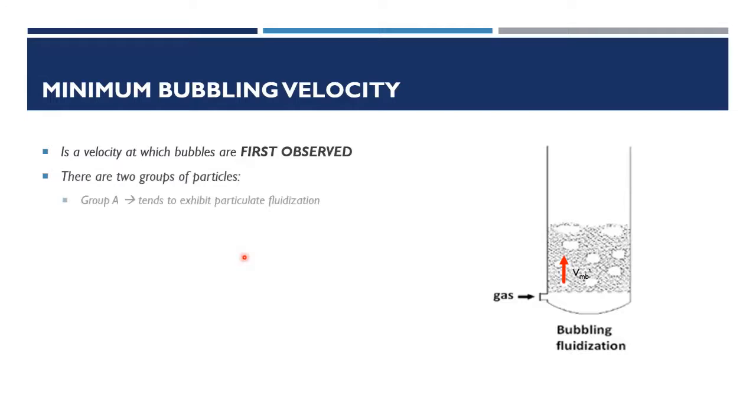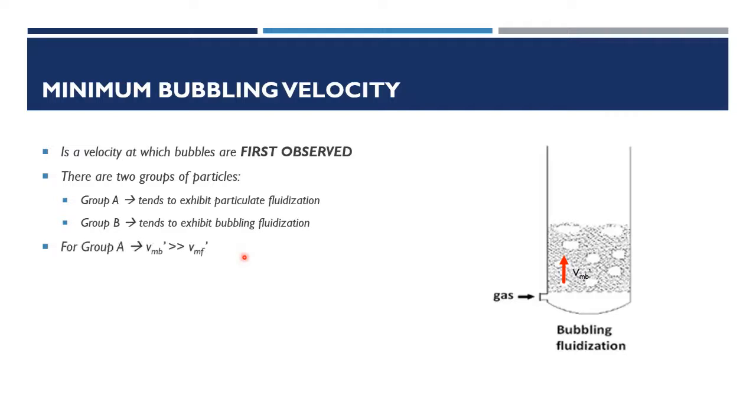There are two groups of particles. Group A is particles that tend to exhibit particulate or smooth fluidization, so it is difficult for them to form a bubbling fluidization. And group B is a type of particles that tends to exhibit bubbling fluidization, so it's easy for them to create bubbles.